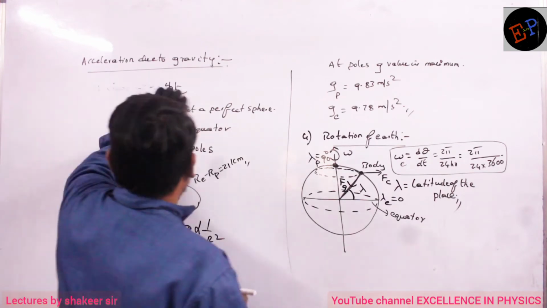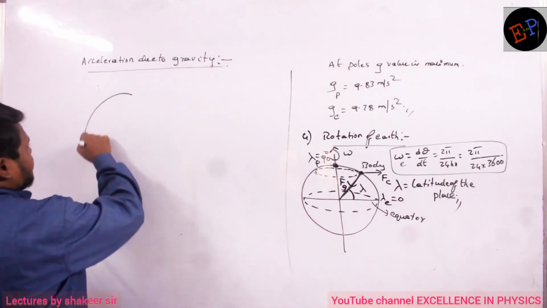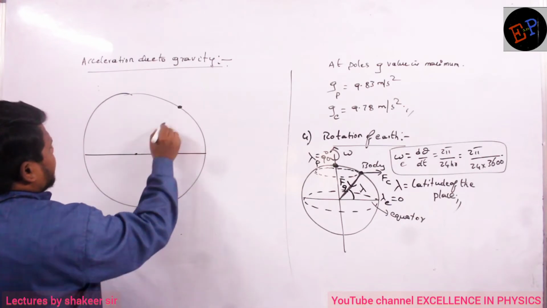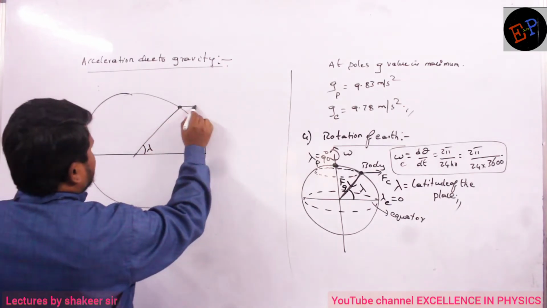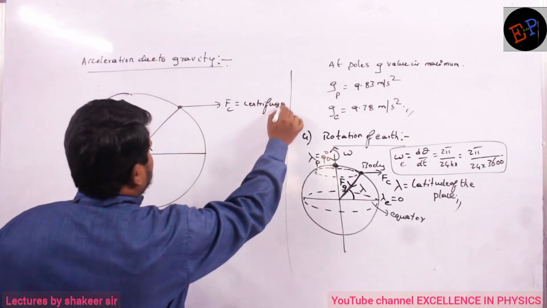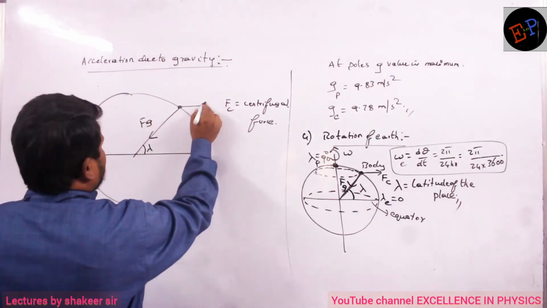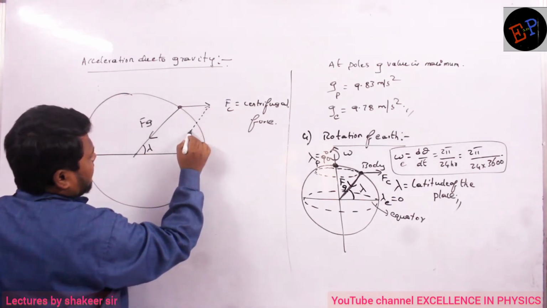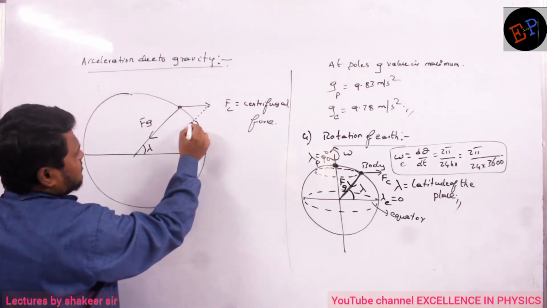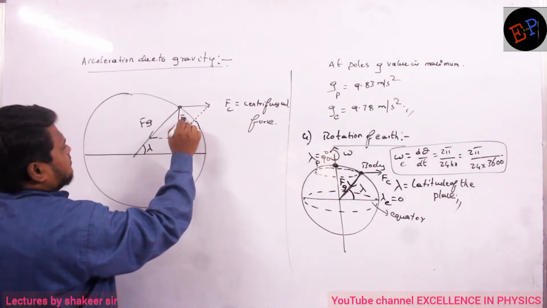So let us make a diagram of this. Take that body on the surface of Earth. This is the equator, here there is one body, and this is the center of Earth. This angle is lambda. This is the centrifugal force, and this is Fg, the gravitational force. Now how can I take the resultant of these two? I can use the parallelogram rule of addition, because the two vectors are joined tail to tail. So this is F net, the net force.